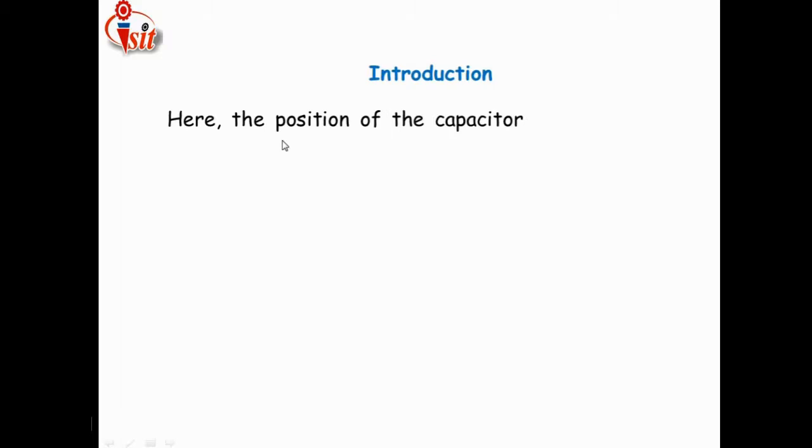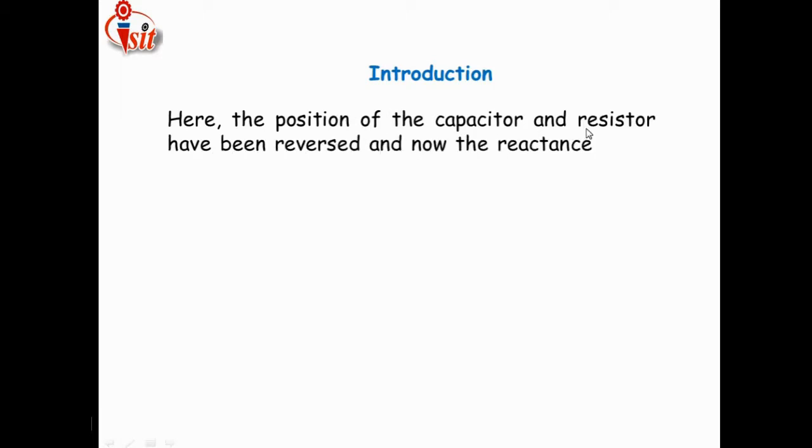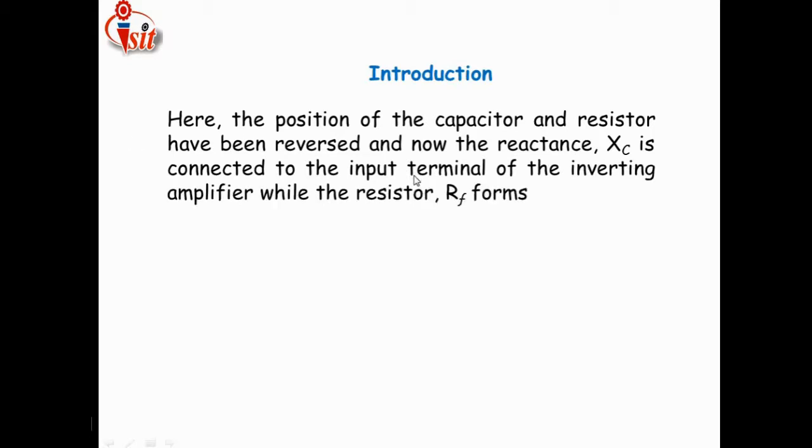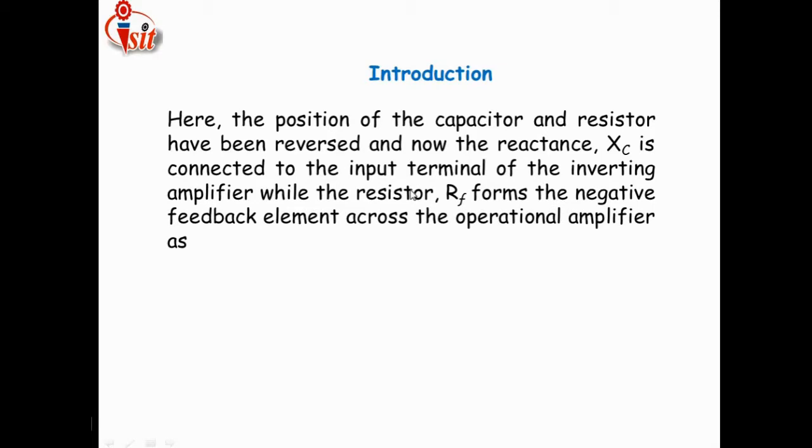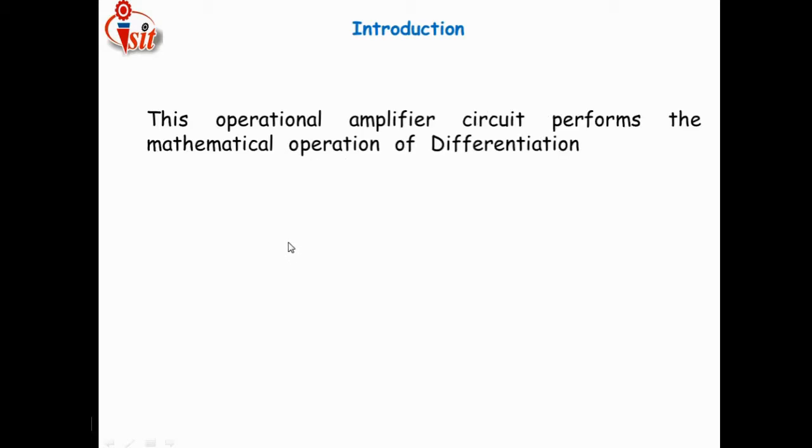Along with this, here the positions of the capacitor and the resistor have been reversed, and now the reactance Xc is connected to the input terminal of the inverting amplifier. That means the connection of the resistance and capacitor is as in the previous circuit just explained. While the resistor RF, that is the feedback resistor, forms the negative feedback element across the operational amplifier as in the normal condition. Along with this, the operational amplifier circuit performs mathematical operations.